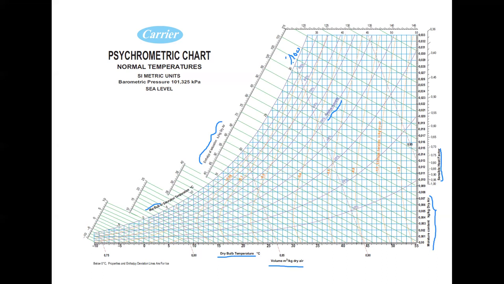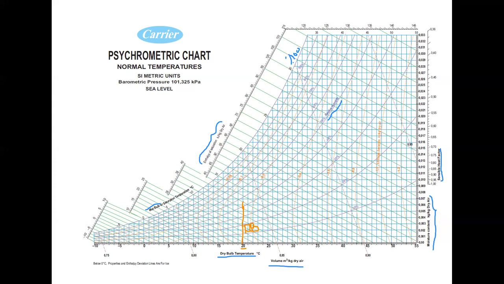The first lines that we are having are from dry bulb temperature. For dry bulb temperature, all you need to do is to find the temperature and continue the line vertically to the top. And these orange lines are dry bulb temperatures. Okay, so we'll continue a little bit more. That is for dry bulb temperature.